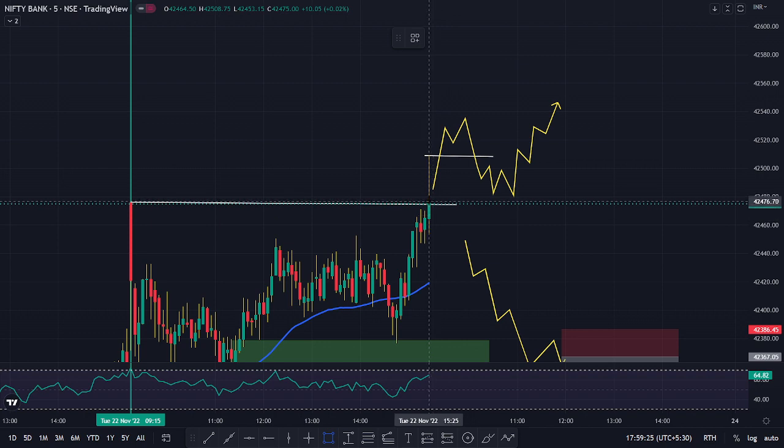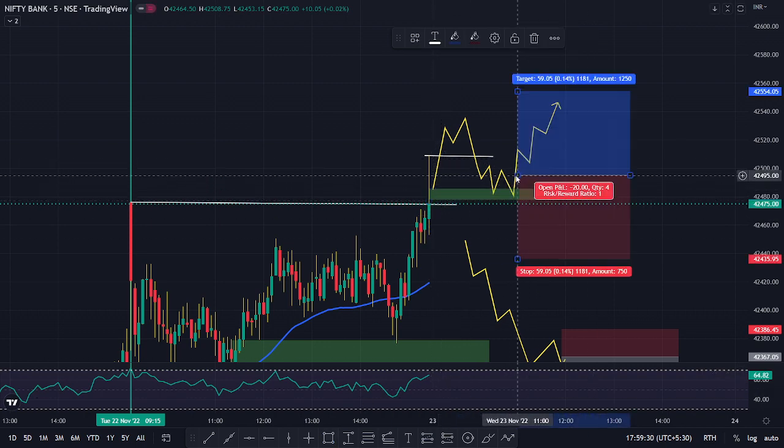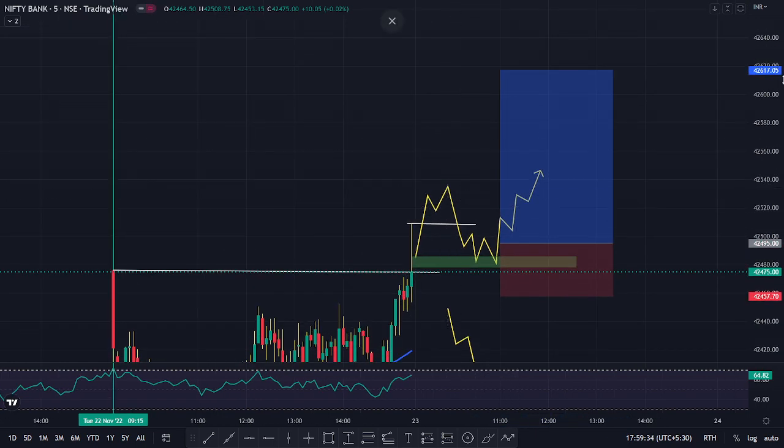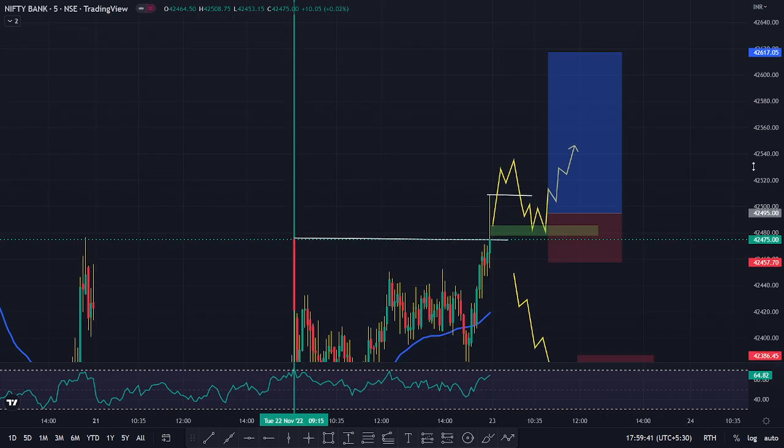So I expect the market to do this for the uptrend. Now, this is what can possibly happen. This is the medium term trend. Now, I expect the market to go higher if this happens. So these are the two things which can happen.